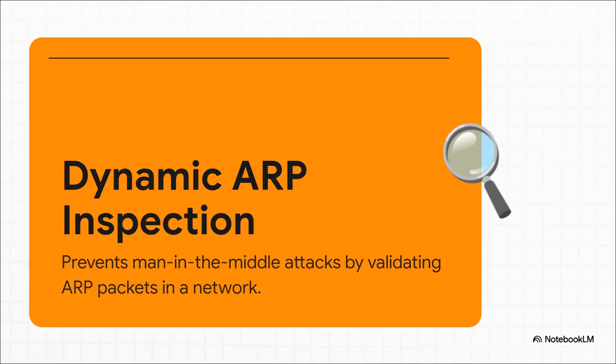And then there's dynamic ARP inspection, or DAI. This is what stops those nasty man-in-the-middle attacks. But what's so clever, and what you really need to get, is how these two features are a team. DAI literally uses the list of good guys, the database, the DHCP snooping built. It's a fantastic one-two punch.